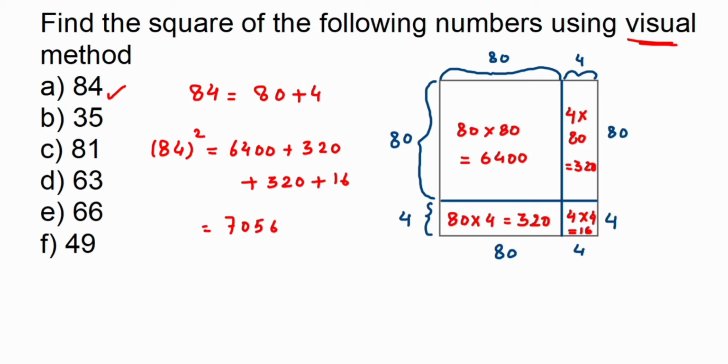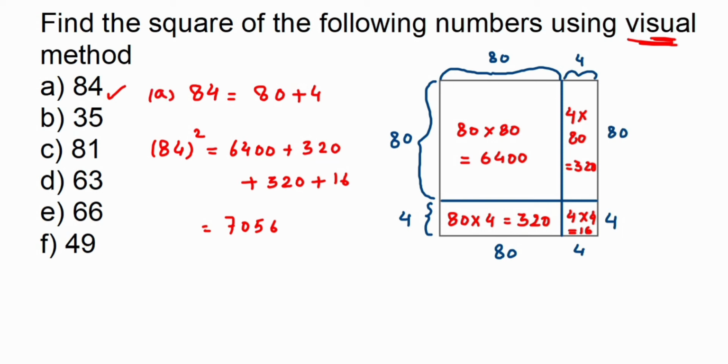So if you multiply 84 squared by the normal multiplication, the general method, or you do it like this, you get the same answer. But since you're asking to find it by the visual method, this is how you have to do it. The same thing goes for the other numbers also. I hope you understood. I'm going to take the same concept and quickly find out the answers for the other numbers also. So the first question is over, for 84 we have got the answer.